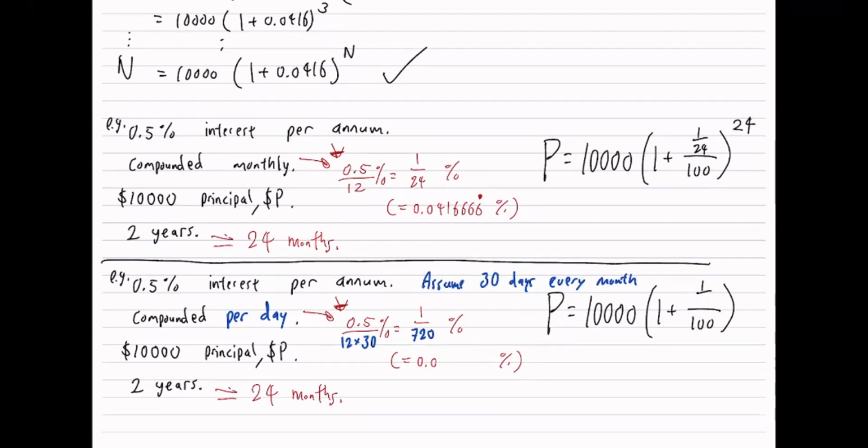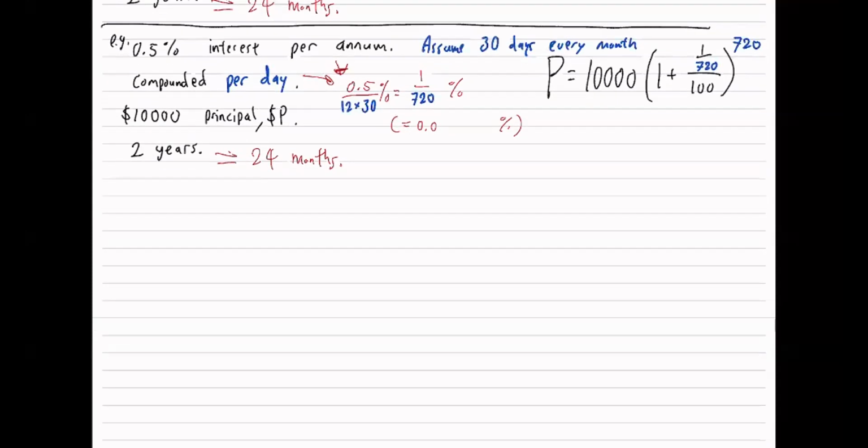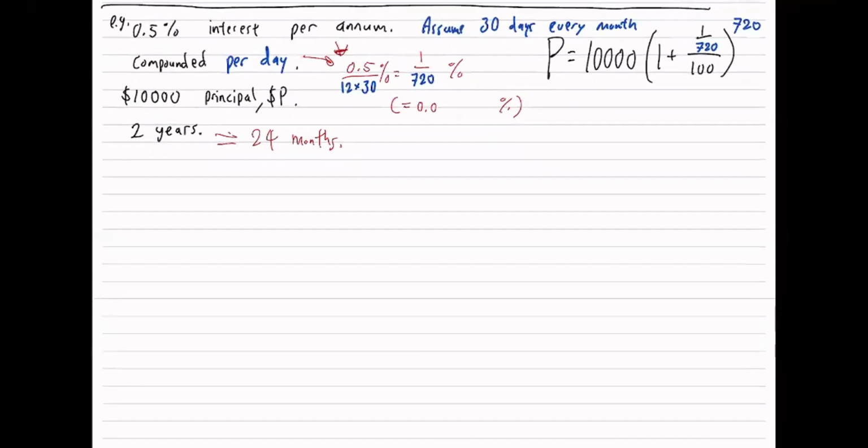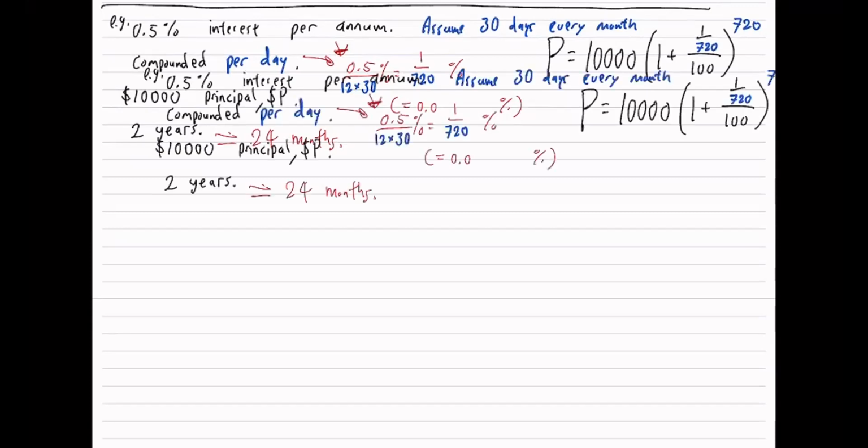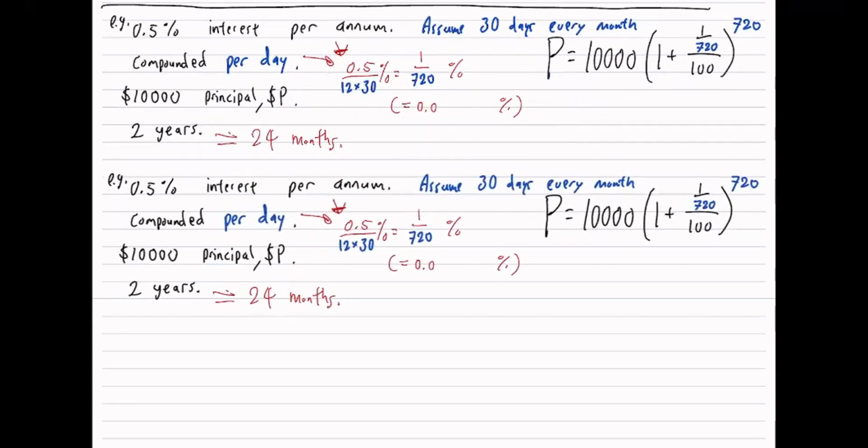Then since I talked about day already, what if we just compound even more? Instead of per day, now let's change to per hour. What would be the value now? Let's just assume 1 day has 24 hours. I think that's a reasonable assumption.